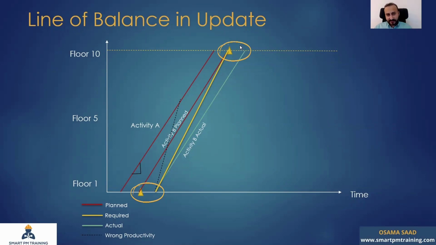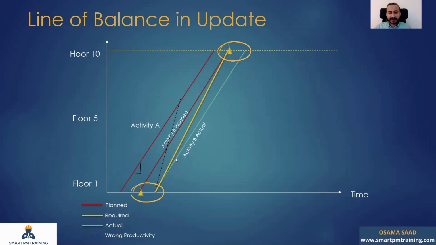So I have to do something about it. So the required is in yellow. I started late and I know my planned completion here. Basic mathematics. You have 2 points, you can draw a line. So I'm gonna draw a line between these known points. So this is my required productivity.